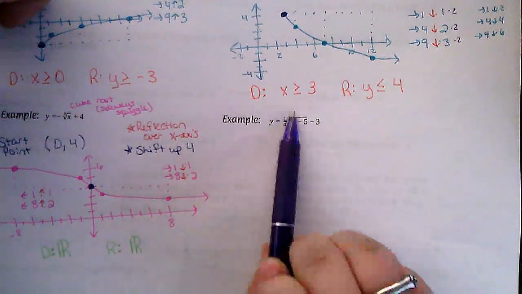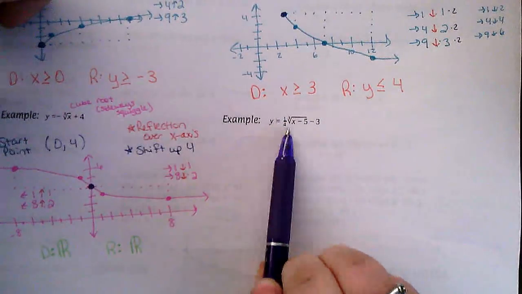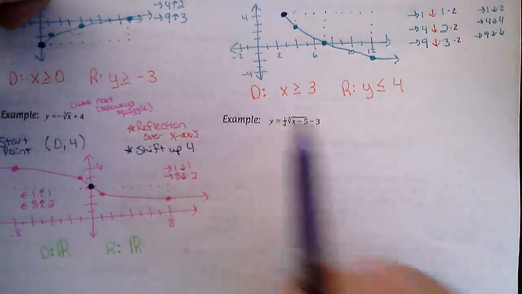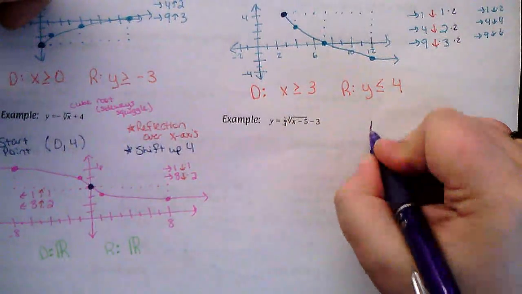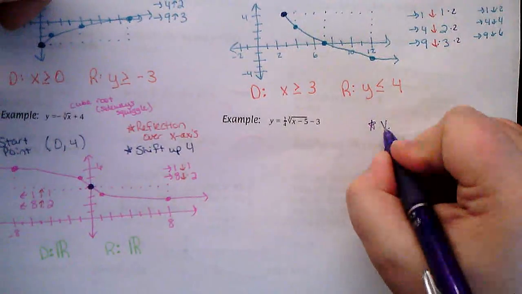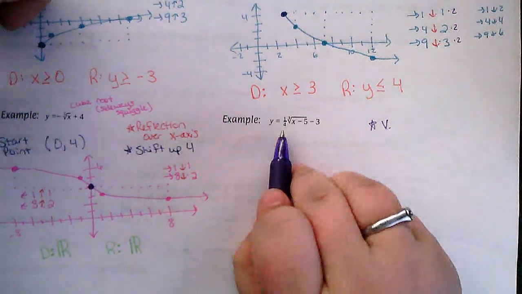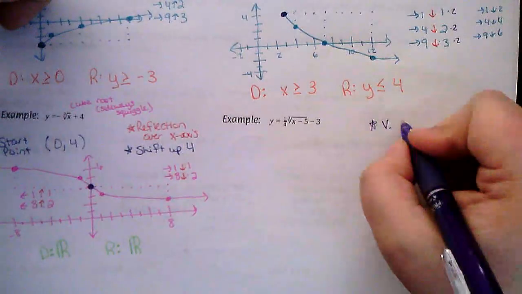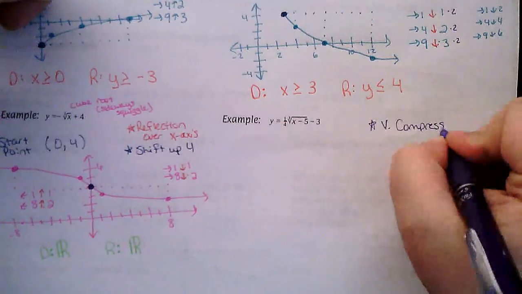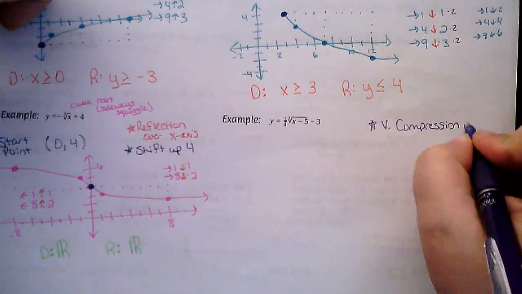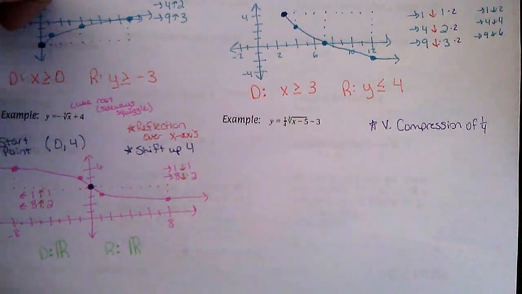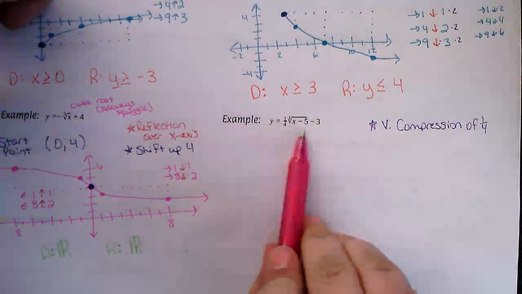Okay, so we need to look immediately after the equal sign. I don't have a negative, so no reflection, but there is this 1/4. So 1/4, that's either going to be a vertical stretch or a vertical compression. If I multiply something by 1/4, that makes it smaller. So this is a vertical compression of 1/4. And then the 5 being inside is going to move me right or left.